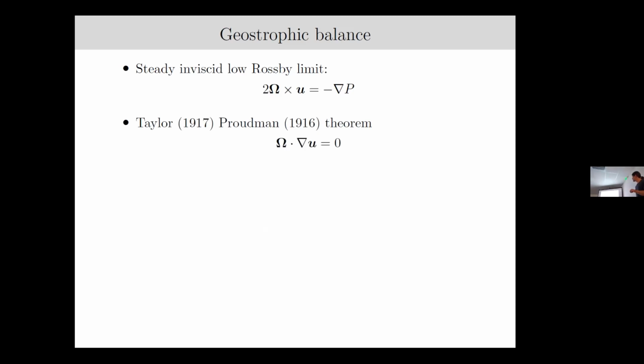Because if you take the curl of that, then you get this celebrated Taylor-Proudman theorem, which tells you that curl of grad disappears, curl of this gives you this. It tells you that the gradient of velocity along the rotation axis is zero. Okay, so the flow becomes invariant along the rotation axis. Okay, it doesn't become two-dimensional, because you still have three components. It's just that each of these components do not vary as you move along the rotation direction.